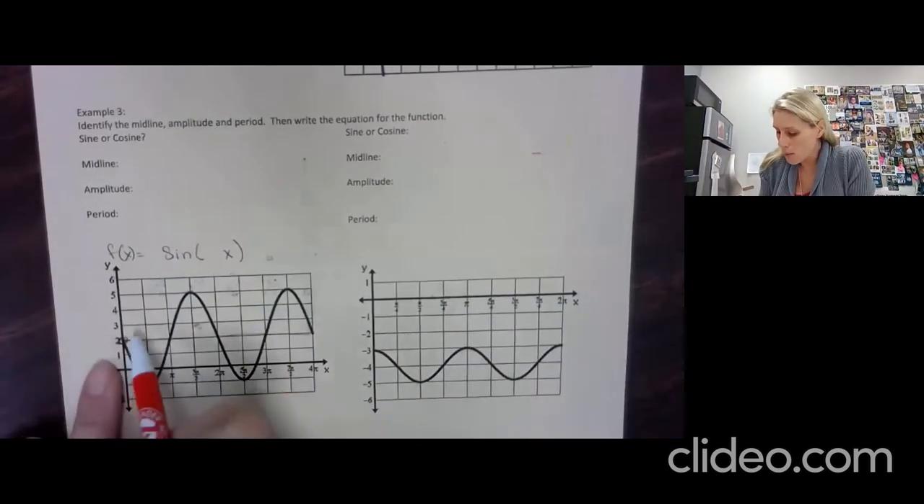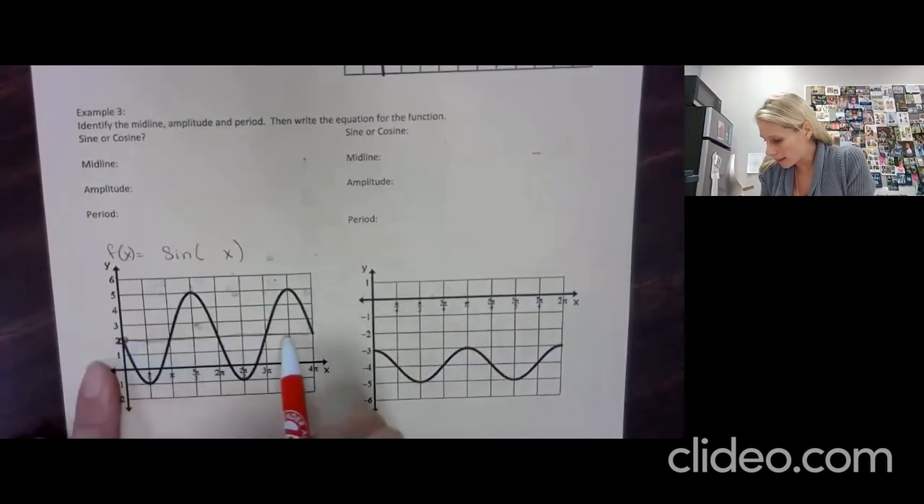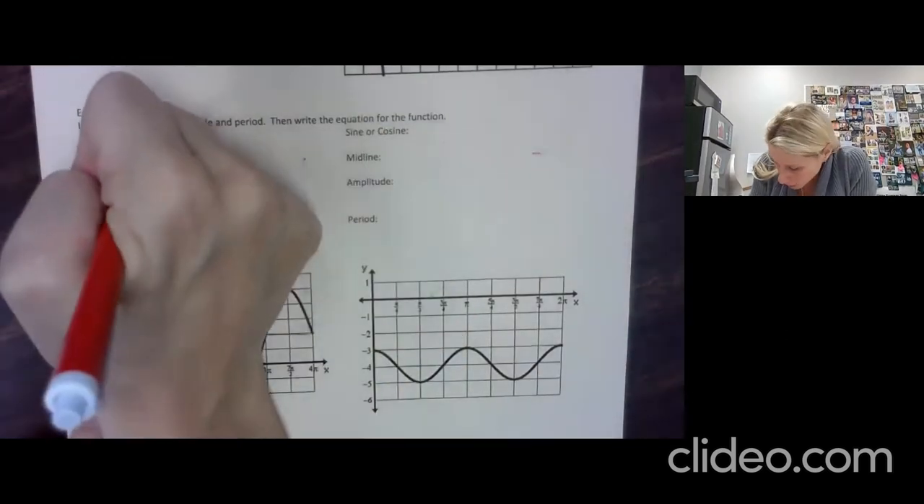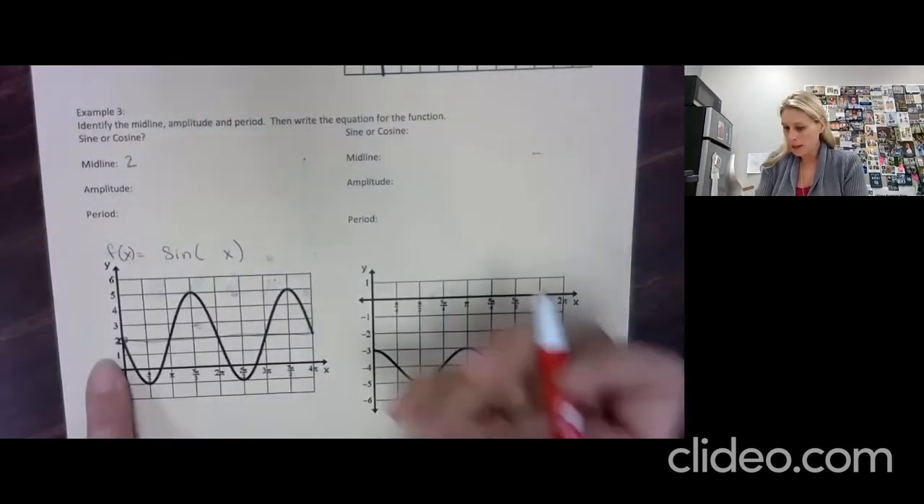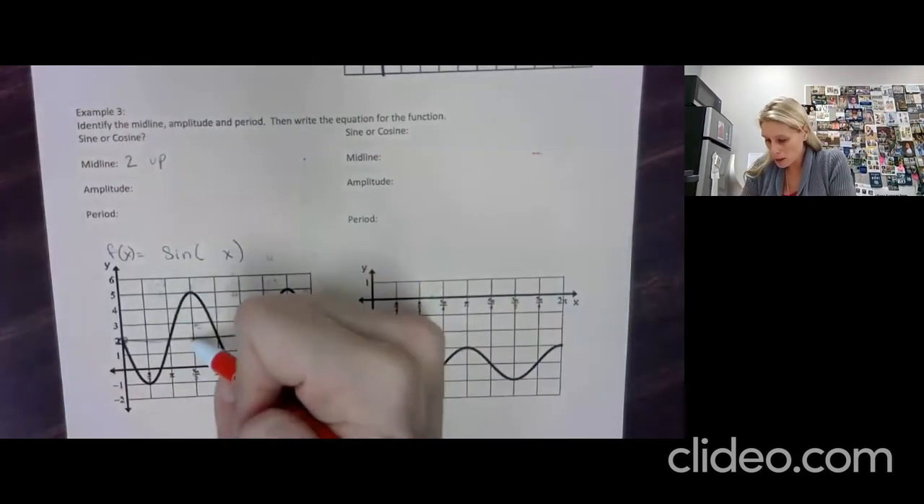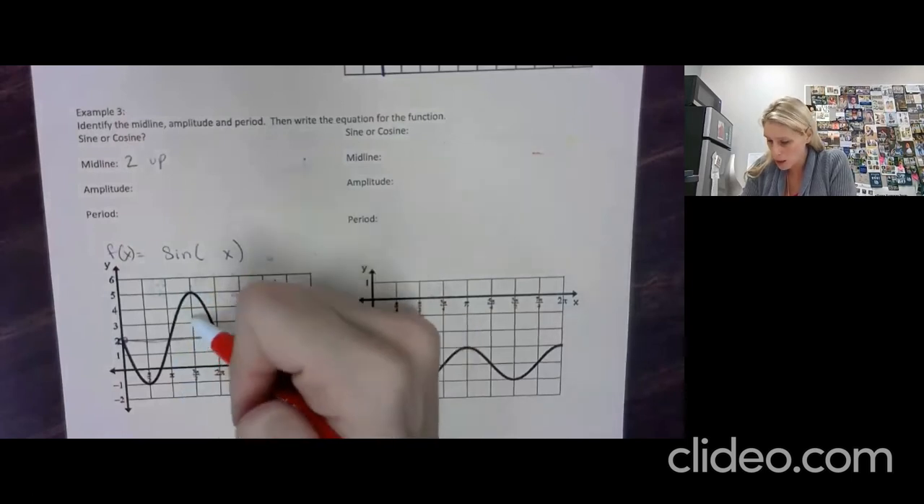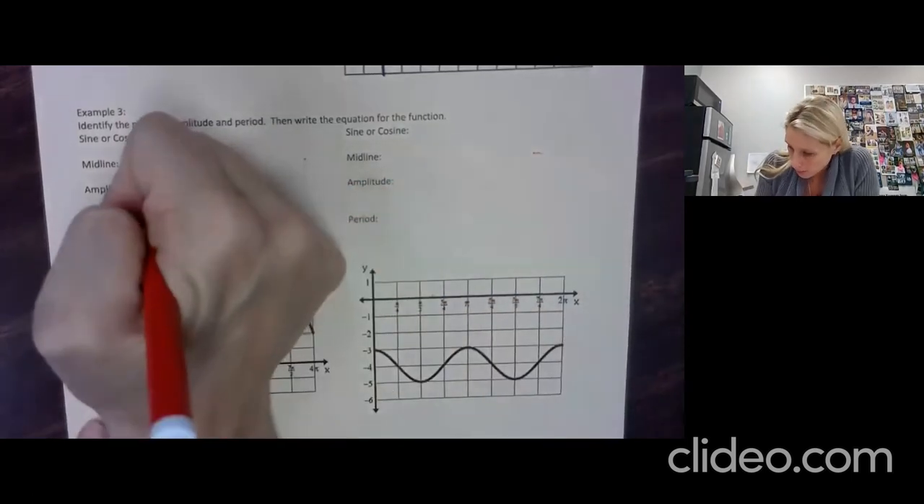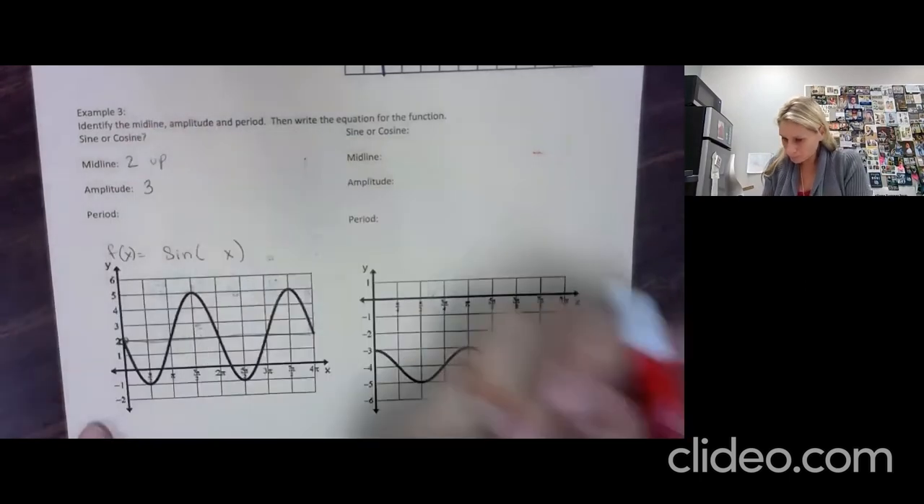Okay, so let's go back. Let's see, where is that midline at? Well, that midline is at 2. Okay, and it went up. Now, amplitude is midline to the max or midline to the min. So 1, 2, 3. So the amplitude is 3.